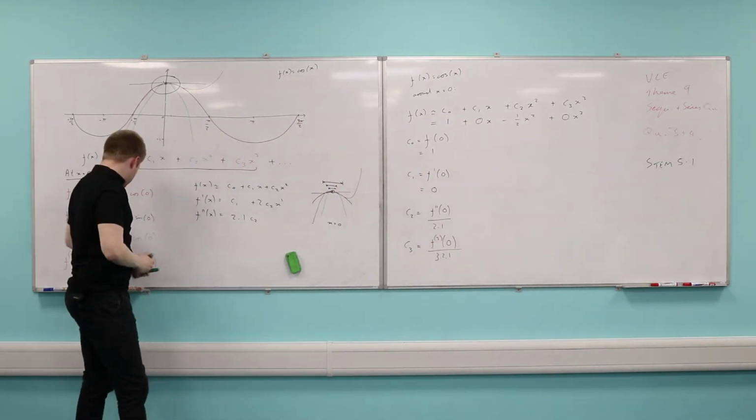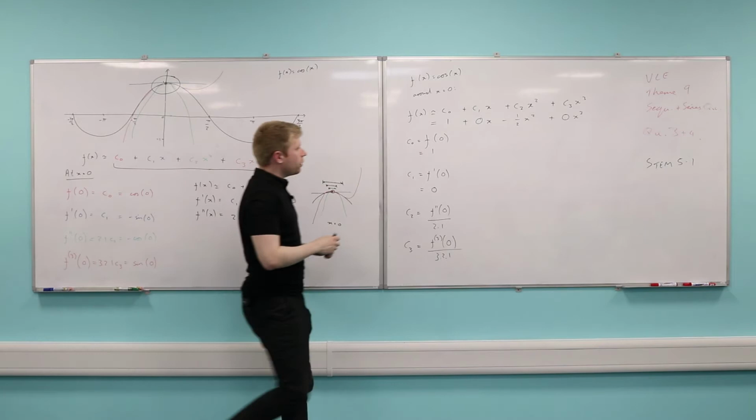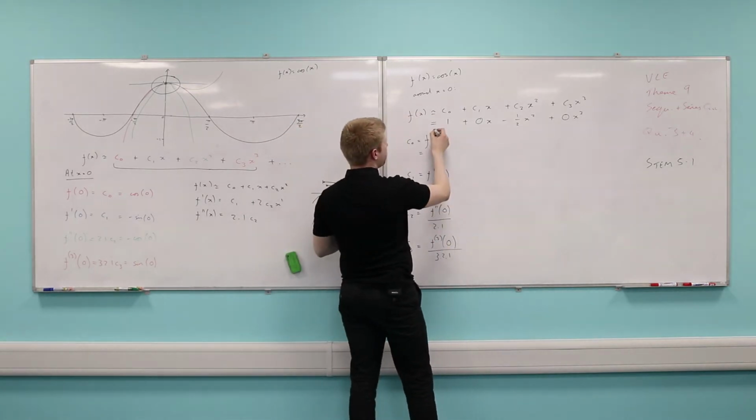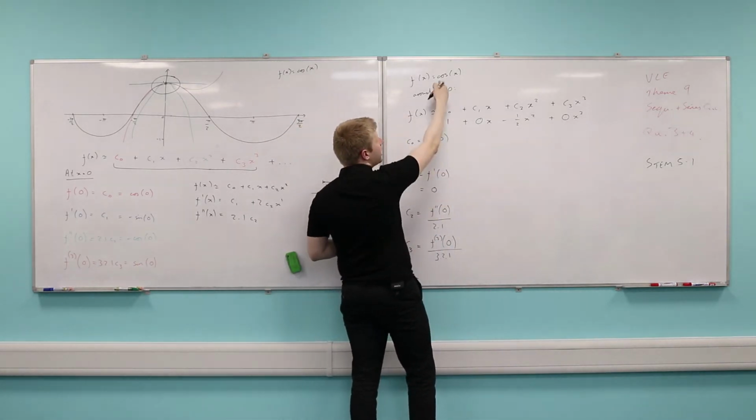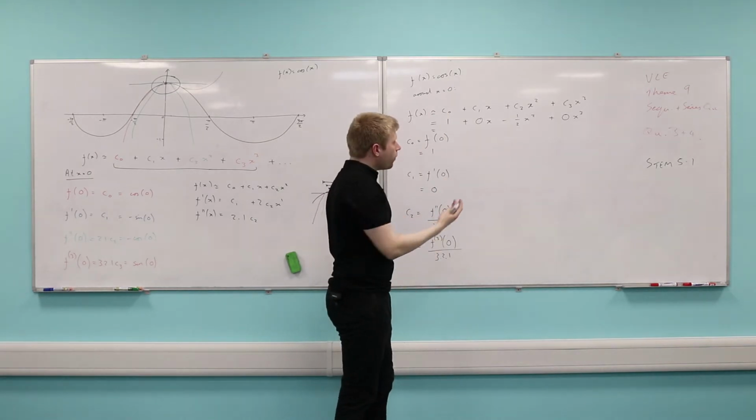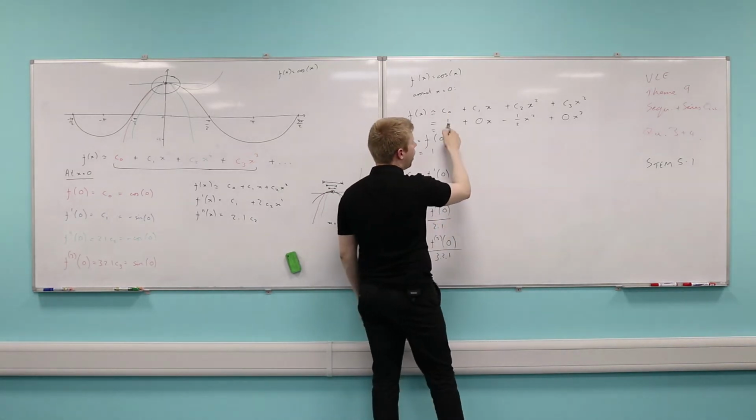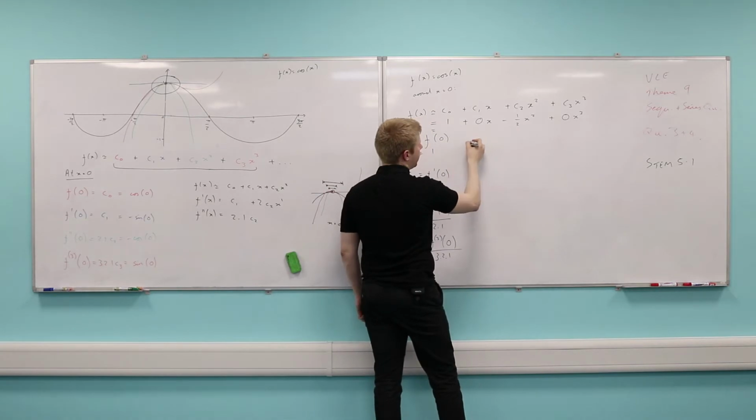Is that okay? So if I do a bit of tidying, what I'm literally saying here is that my function can be approximated. So cos of x around x equals 0, the first 4 terms can be approximated as 1 minus 1/2 x squared.